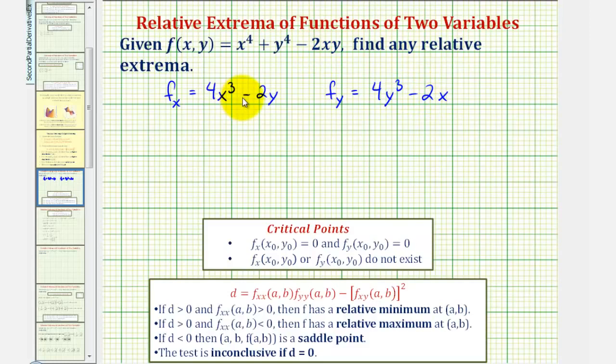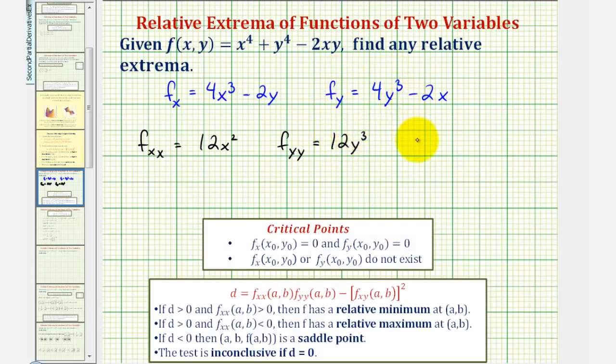To find the critical numbers, we'll set these equal to 0 and solve as a system, but since we need the second order partial derivatives later, let's go ahead and find those now. To find the second order partial with respect to x, we'll differentiate this partial derivative with respect to x again, which would give us 12x^2. And then for the second partial with respect to y, we'll differentiate this partial derivative with respect to y again, which would give us 12y^2.